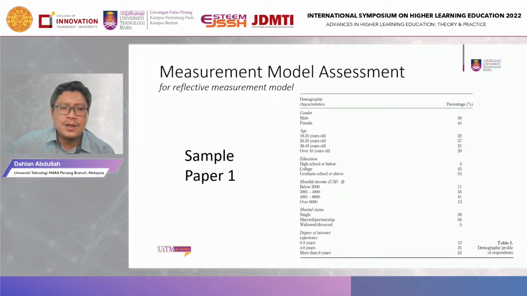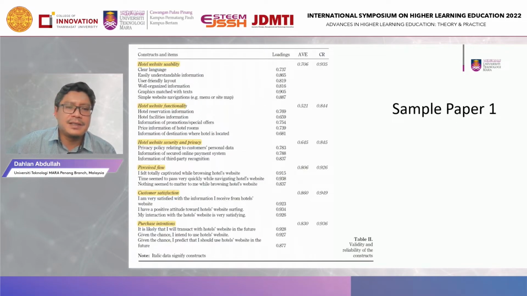So as usual in other papers also, other than PLS-SEM, in every paper, first of all, we need to present the demographic profile of the respondents, and then after that, normally in PLS-SEM papers, you need to present a table like this to show the validity and reliability of the instrument that we have used. Look at here.